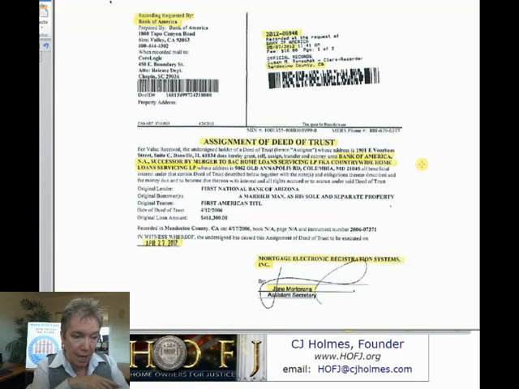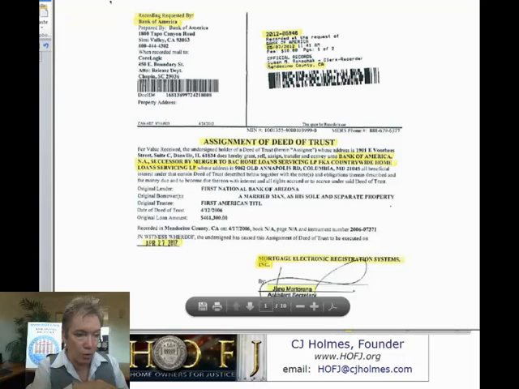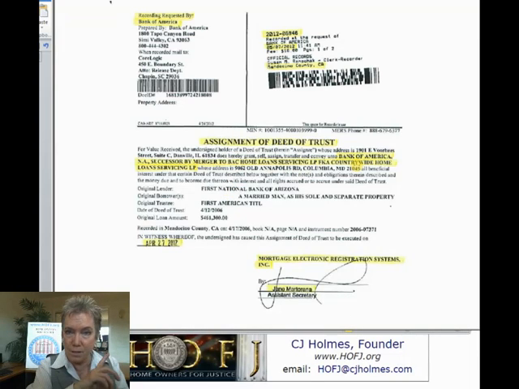For example, in this one, it's Jane Martorana. So as we get more and more documents of Jane's, they could be from anywhere, and we can compare those signatures. This is an assignment of deed of trust, and here MERS is assigning to, and this is what I just referred to, Bank of America, N.A., the bank, successor by merger to BAC Home Loan Servicing, LP. This is a servicer, and this is a direct violation of that code we just talked about.